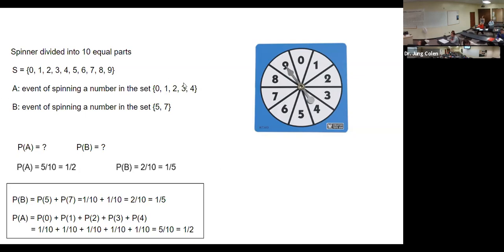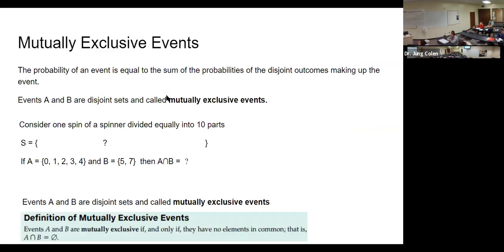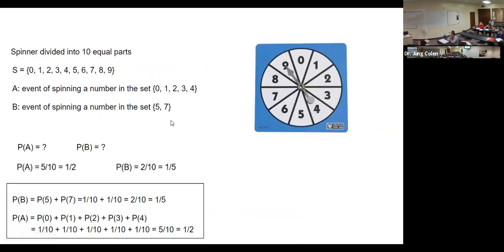Event A is spinning a number in the set of 0, 1, 2, 3, 4. Event B is spinning a number in the set of 5 and 7. So A or B is getting a number when you spin and get 0, 1, 2, 3, 4, 5, or 7. Right? That's A or B. So how many numbers are there in A or B? 7 of them, right?